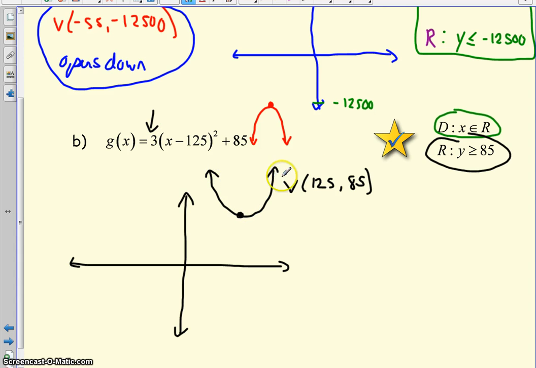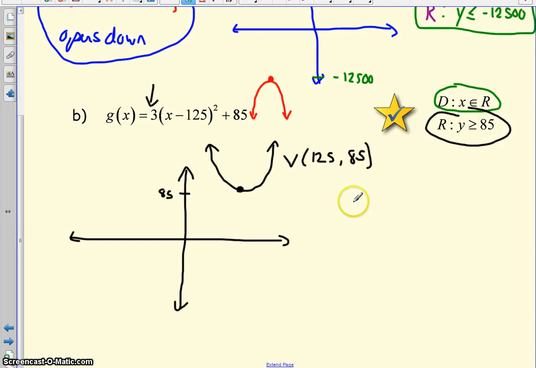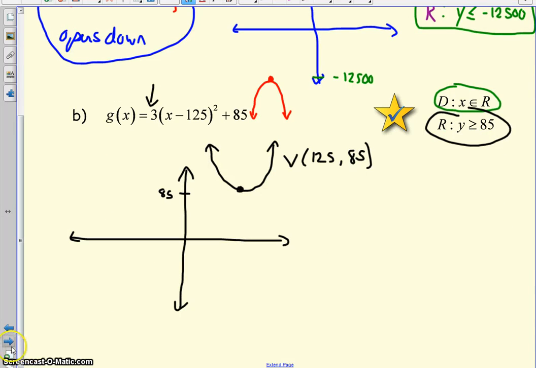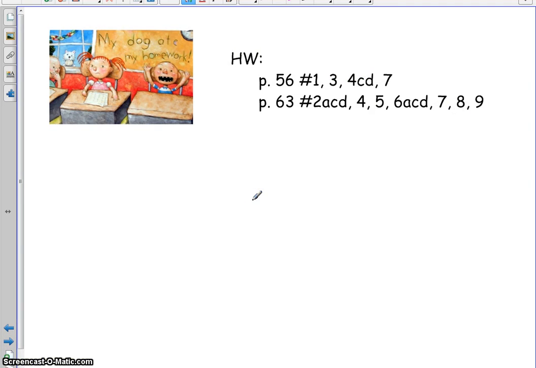So again, my domain is x an element of real numbers, but the y value of my vertex here is 85, and this graph only exists above the y value of the vertex. So any y value in the function is going to be greater than or equal to 85. Okay, so hopefully that makes sense. That's it. That's all for this unit. There are some questions there from the textbook that'll make really, really good practice, and then we'll start getting you ready for a quiz, review, and a test. Okay, cheers.